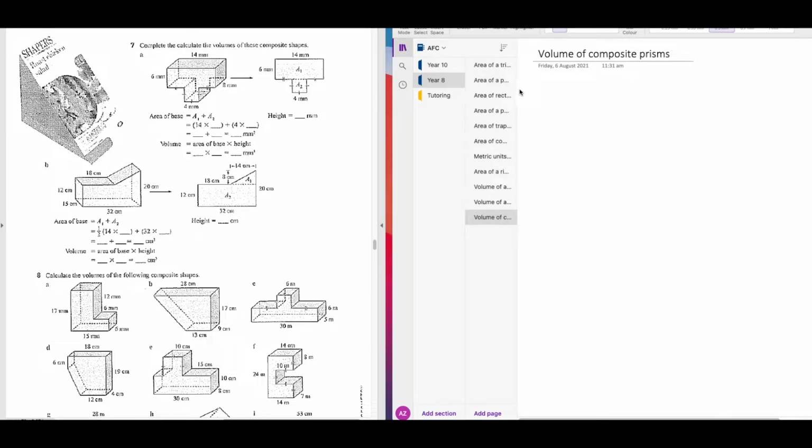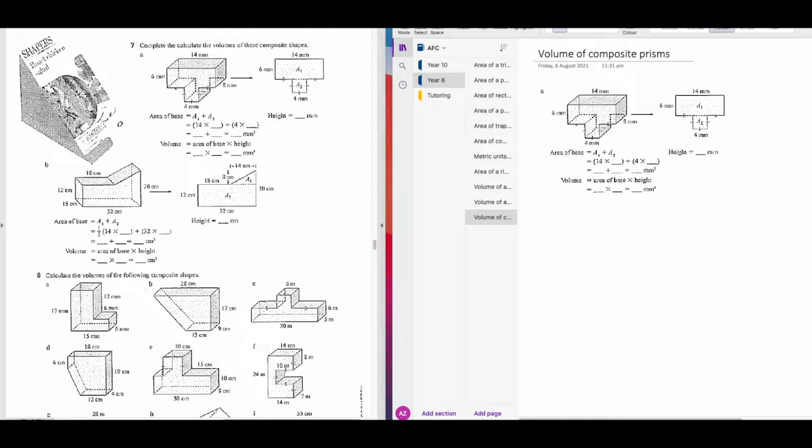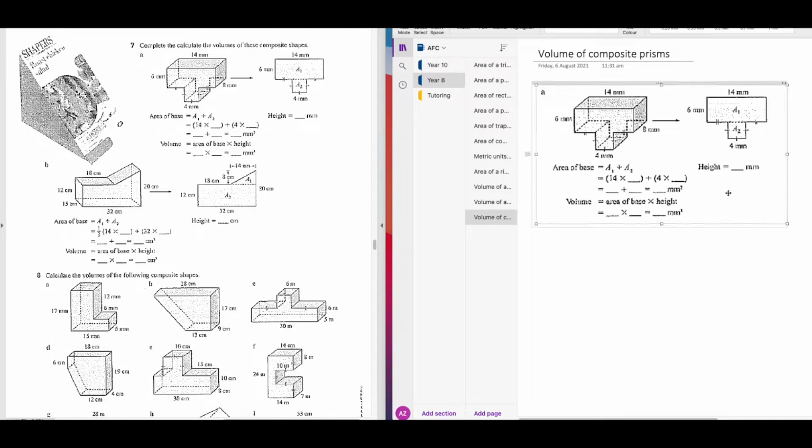I'm going to start off with question 7, and remember these examples are designed to be a bit challenging, so don't be scared if you get them wrong. Let's take a look at question 7a. I'm just going to do 7a because there are only 2 examples in question 7. The question says complete and calculate the volumes of these composite shapes.